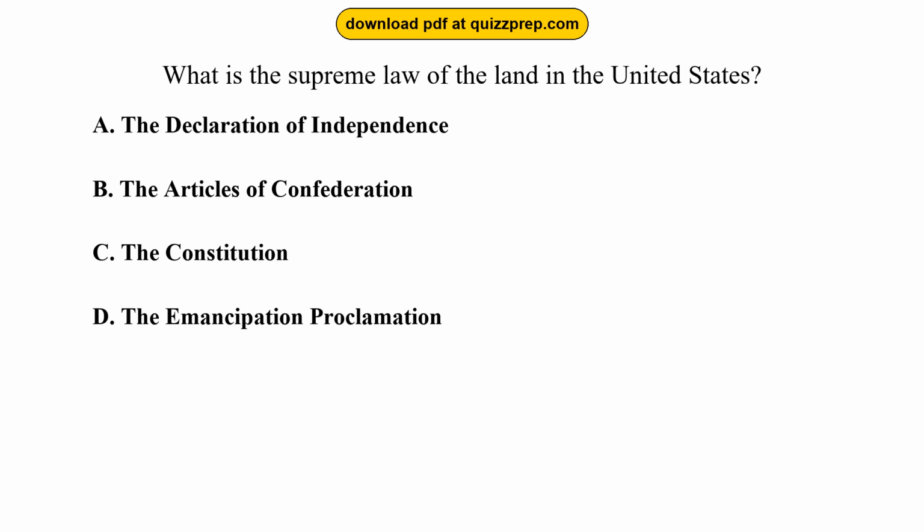Option A, the Declaration of Independence. Option B, the Articles of Confederation. Option C, the Constitution. Option D, the Emancipation Proclamation. The correct answer is option C, the Constitution. The Constitution is the supreme law of the land, meaning no other laws can contradict it.